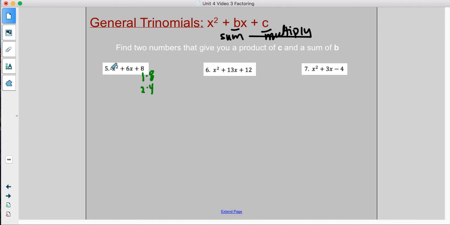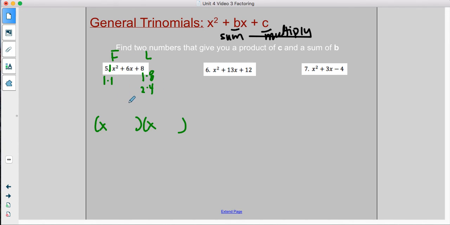Then I would think about, well, what multiplies to 1? It's really 1 times 1. So right away I know I'm going to have an x in the front of each one because my first two have to multiply to x squared. Well, x times x is x squared. This is my last, so that means my last two numbers have to multiply to 8. And then I can think about it as these two as a pair have to add to 6.